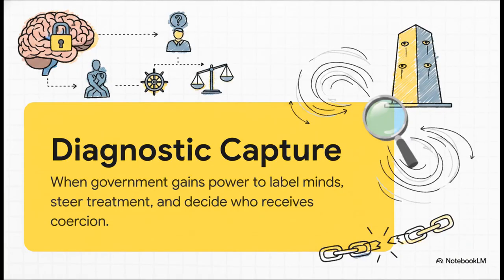So, the crucial point is how this all connects. We've got political rhetoric using clinical terms, executive orders expanding civil commitment, and agencies controlling psychiatric prescriptions. When all these elements converge, our sources call it diagnostic capture. It's a hypothesis describing a state where the government gains power to label minds, discredit clinicians, steer treatment, and decide who receives care or coercion, all inside the same political field.